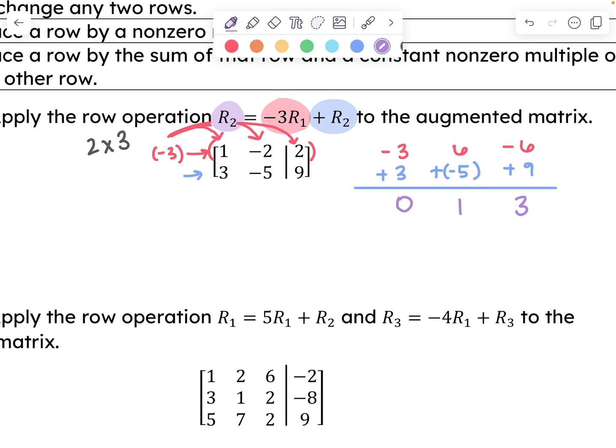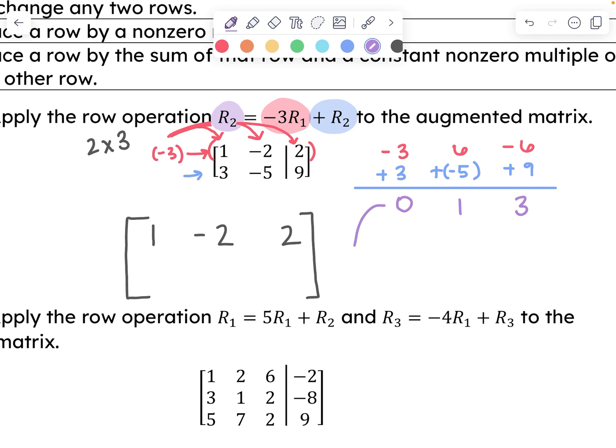So when I rewrite my matrix for my answer, the first row is going to stay the same, 1, negative 2, 2. But now this is going to come and replace where my second row was. It's going to be 0, 1, 3. And that's how we would perform a row operation. It replaced that second row. It changed what my second row was.